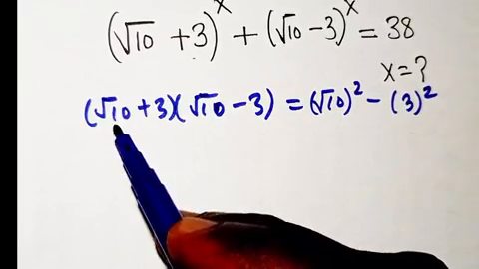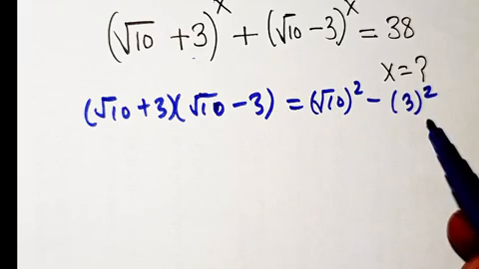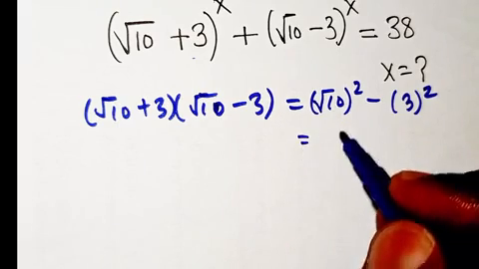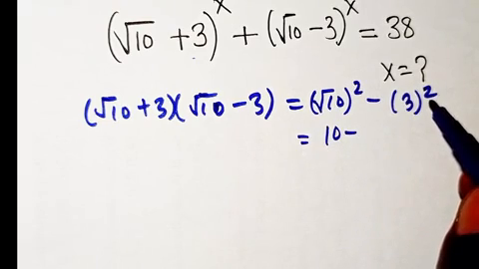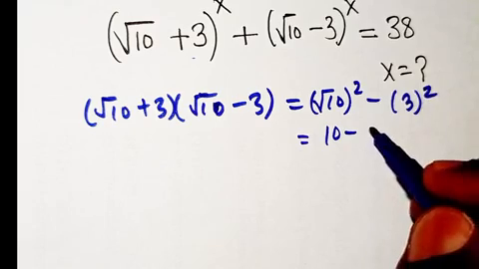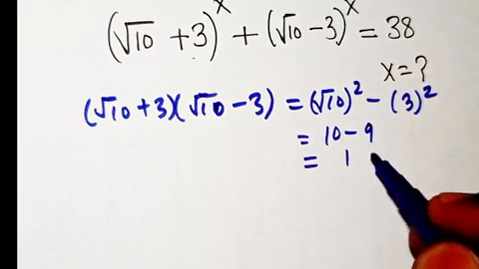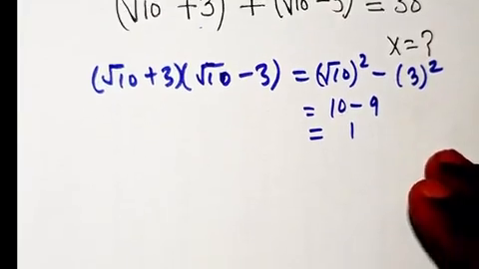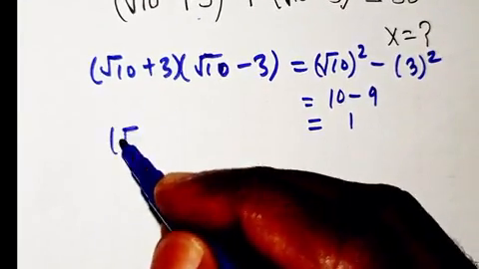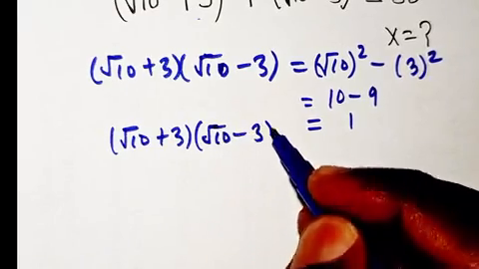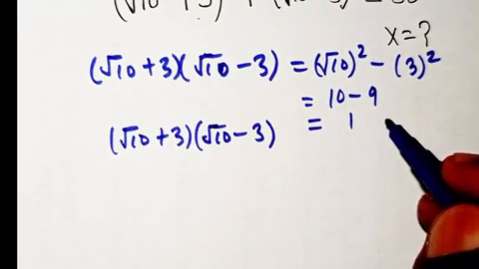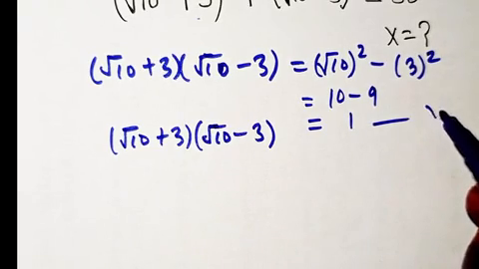So if we try to multiply this and this together, this is what we are going to have, that is difference of two squares. So we cancel this, we have 10 minus this, we cancel, 3 squared is 9, so therefore 10 minus 9 we have 1, right? So that's the relationship, that root 10 plus 3 times root 10 minus 3 gives us 1.